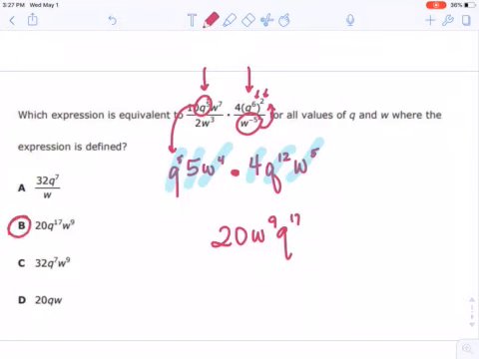So that would be B. But notice, I was able to see that I made a mistake real fast because I knew I had to have the 20, and I knew I needed w to the 9th. So B was really the only option out there, but that did prove to me that I needed to go check the q's.